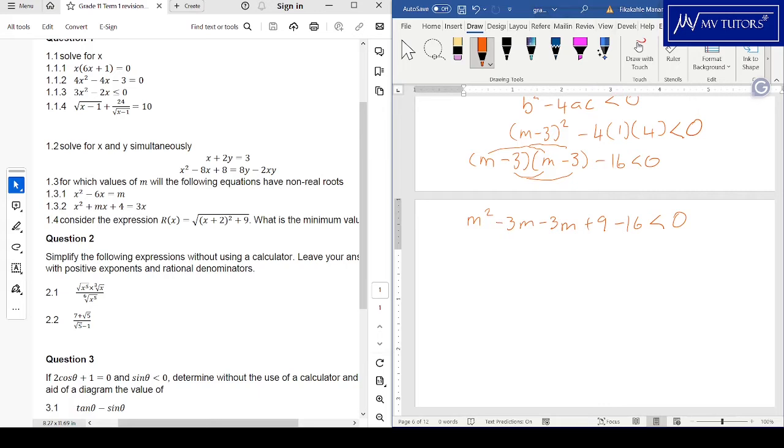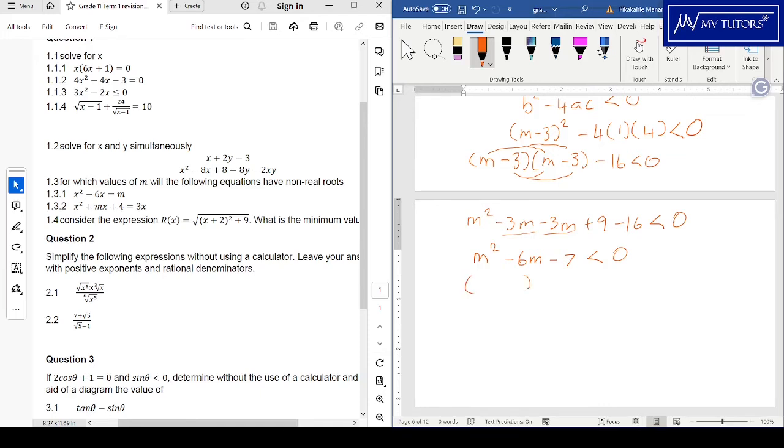Okay. What now? What do we do now? Well, let's combine it. It's m squared, minus 3 minus 3 is minus 6m. 9 minus 16 is minus 7. I think so. Okay. Now let's open 2 brackets.